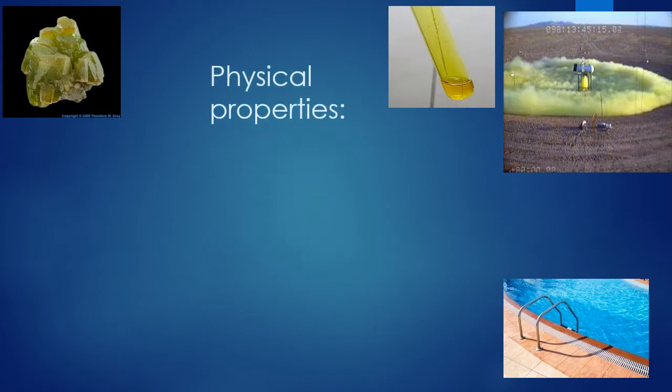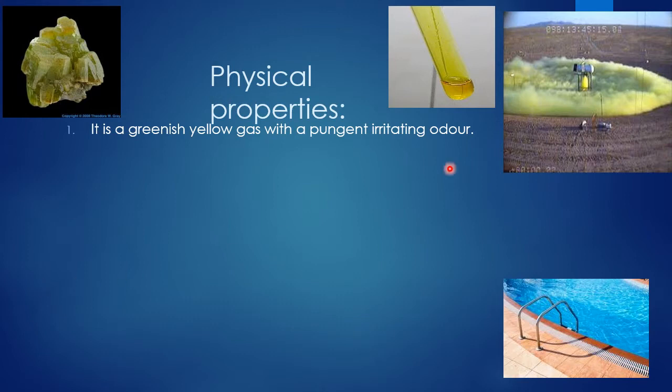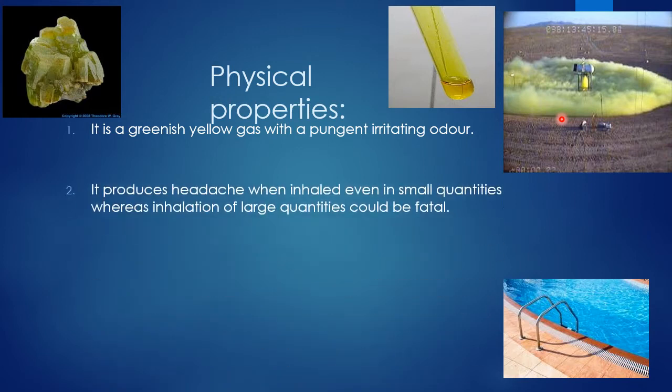Let us see about its physical properties. The first, it is a greenish yellow gas with a pungent, irritating odor. You can look at this. So there is the chlorine gas. Look at this picture. This is chlorine leakage or chlorine test. So here it is a greenish yellow gas and it will irritate. The smell will be irritating.